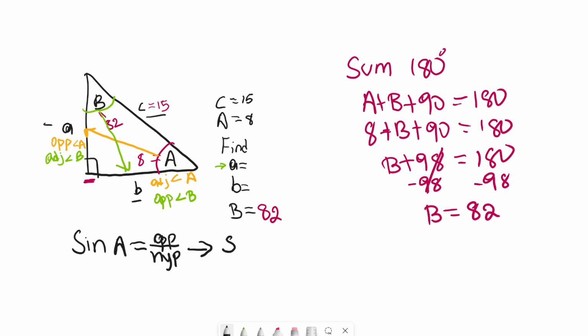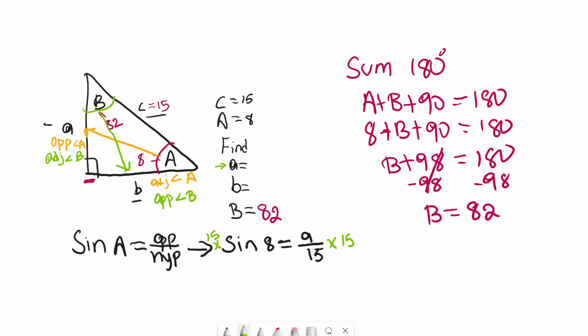So sine of 8 is equal to, opposite side for me is A. I don't know what A is. And my hypotenuse is 15. So this is what I have here. So now I want to find, well, what is A? Now, if I want to find A, I have to multiply both sides by 15 because I need to get rid of this 15 here. So I'm going to multiply both sides by 15.